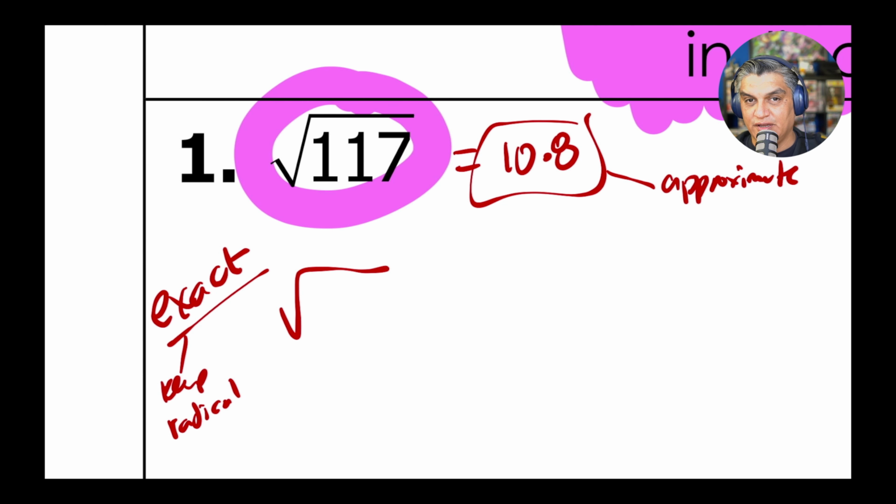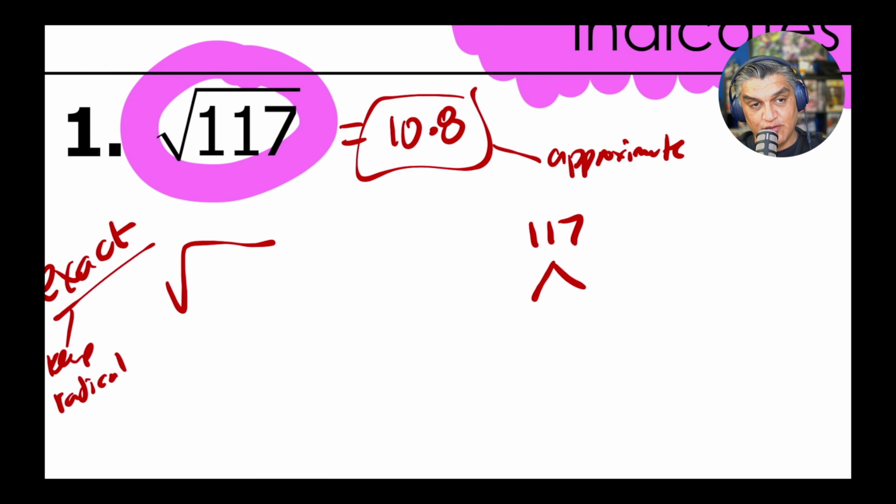Okay, you can keep 117, but here's my question. That 117 isn't a perfect square, but does it have a perfect square inside of it? Is there a perfect square hidden inside 117? And the way to find that out is let's break it down. And here's where simplifying radicals gets a little complicated, but not too much. Let's break down 117. Can you break down 117?